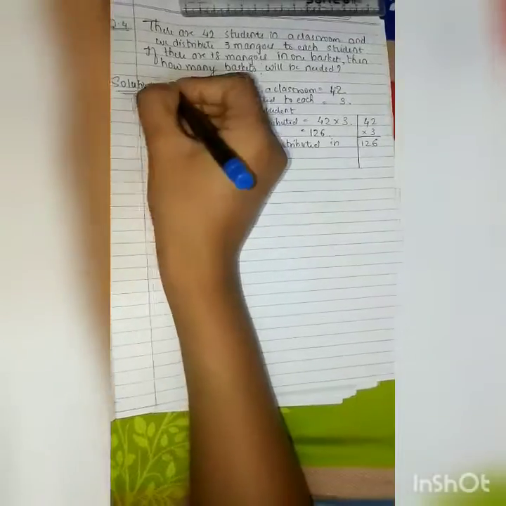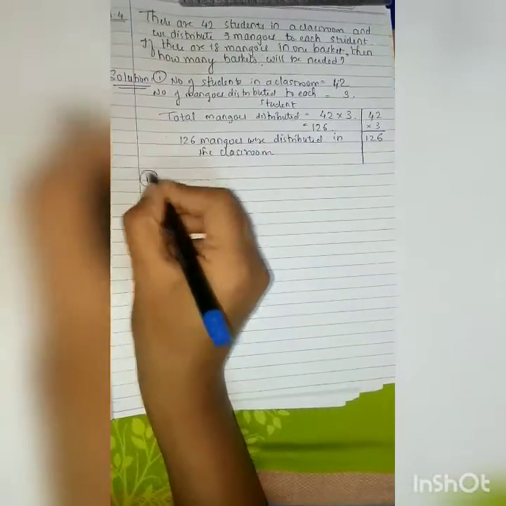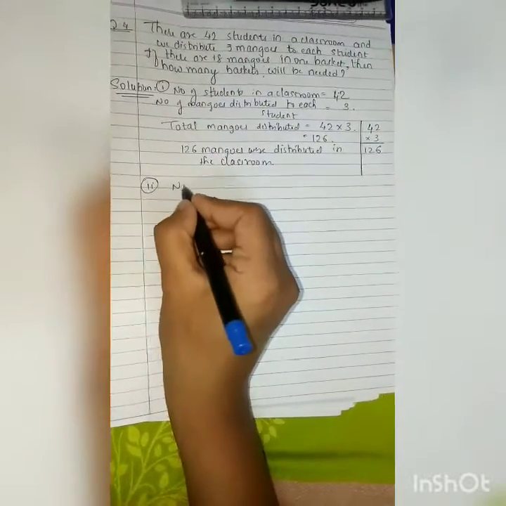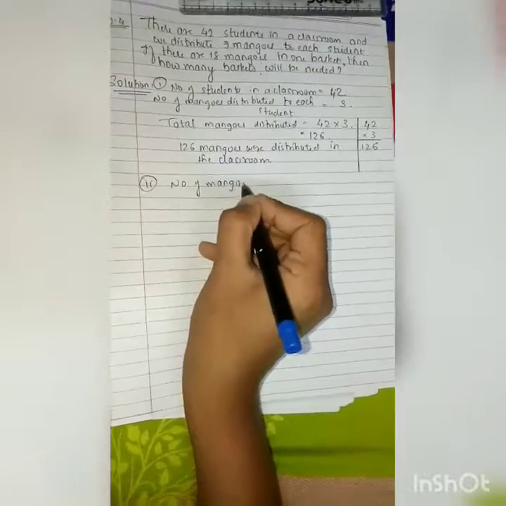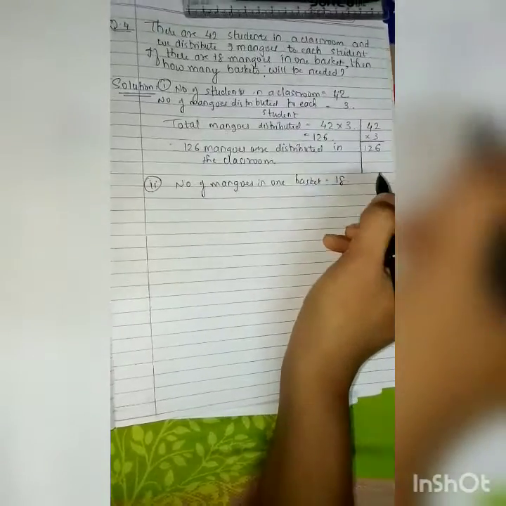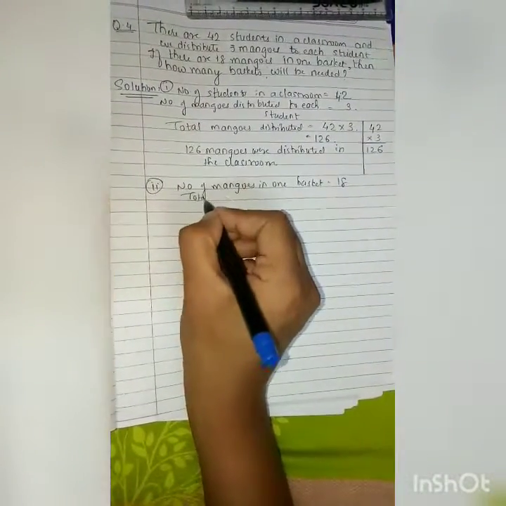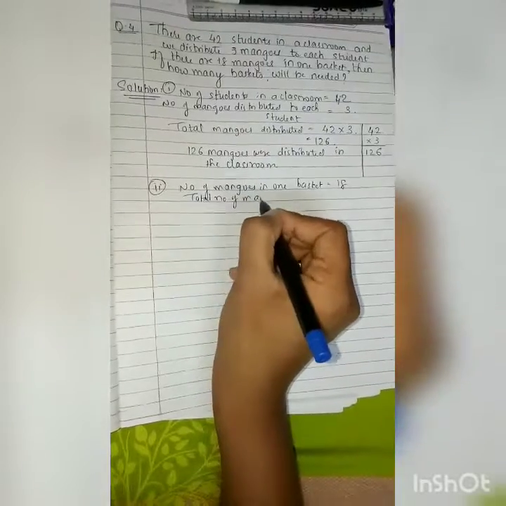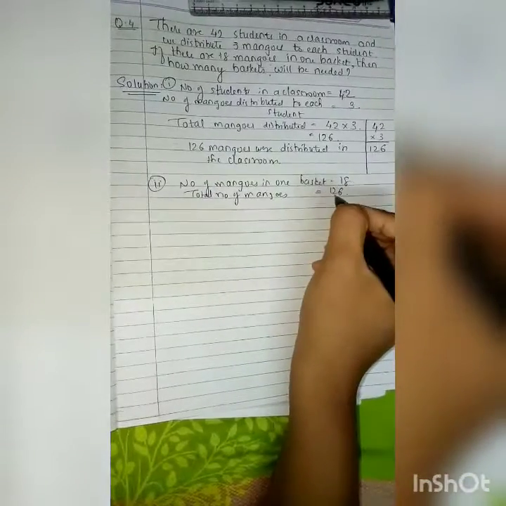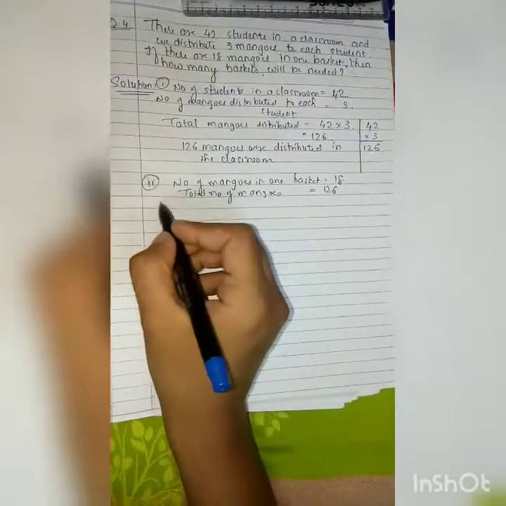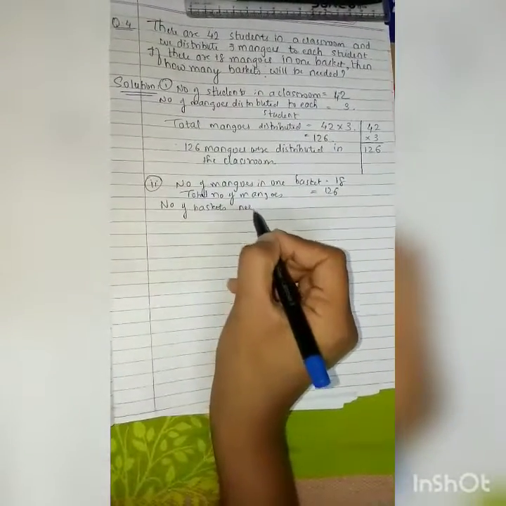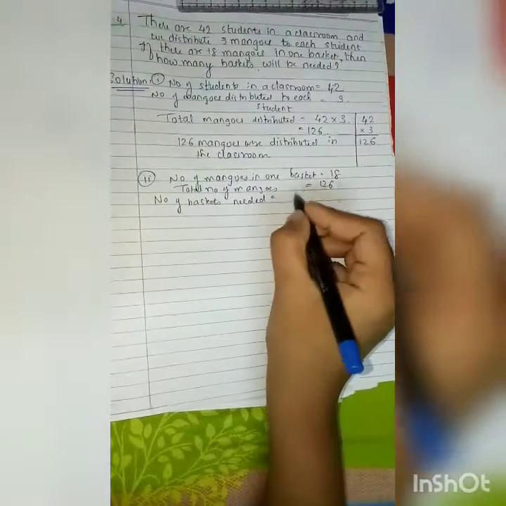Now we'll do the second sum. First, what is given to us? Number of mangoes in one basket, that is 18. Total number of mangoes, we found out just now, is 126. Now how many baskets will be needed? So number of baskets needed is equal to, what are we going to do?